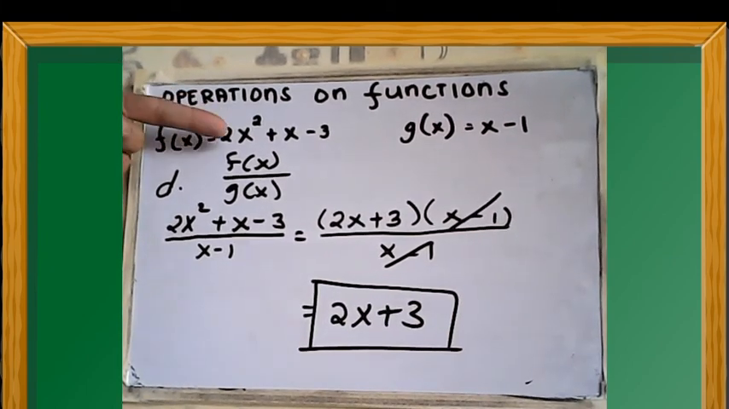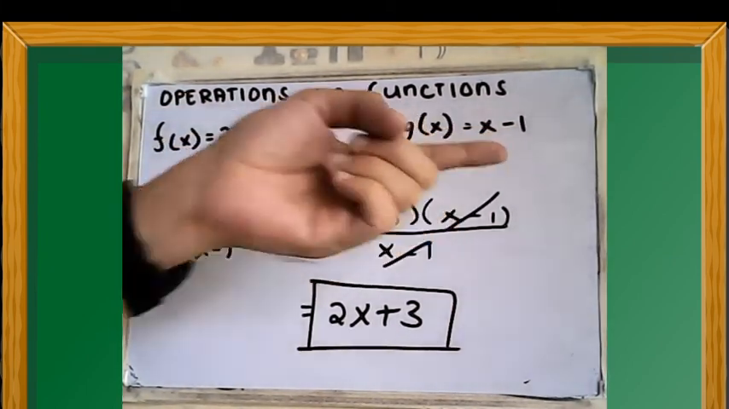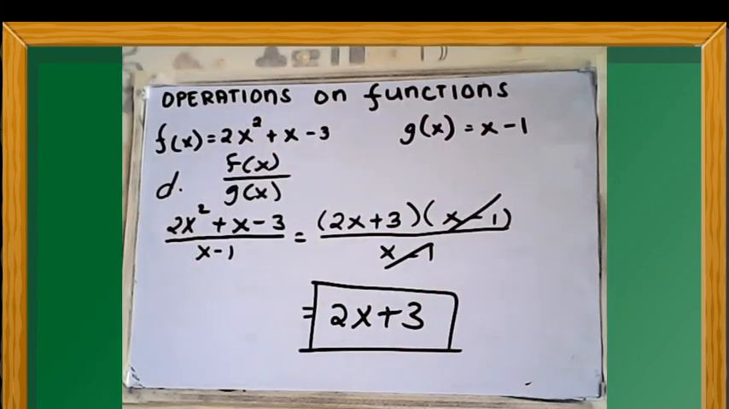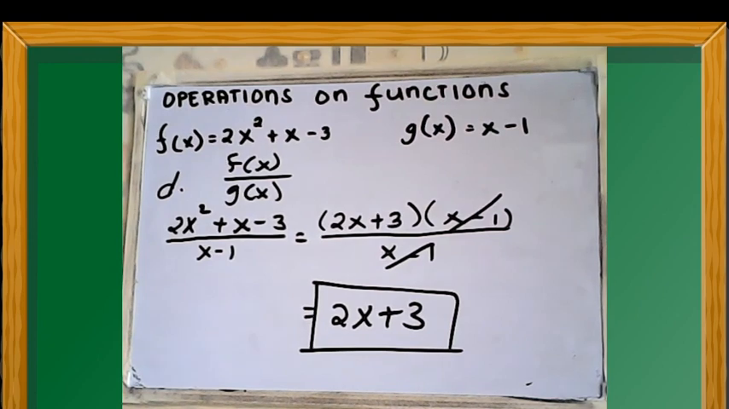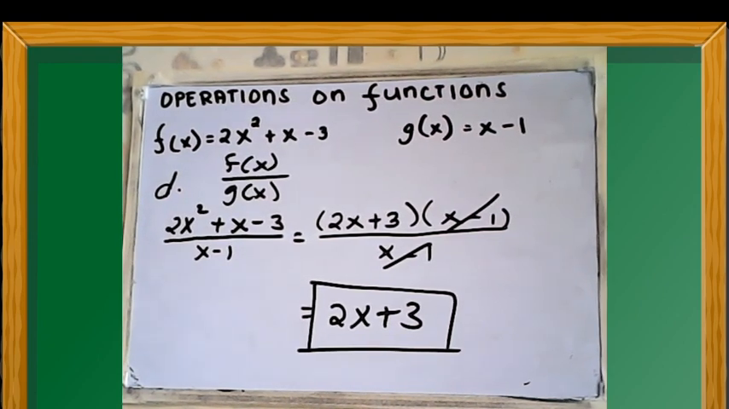If we divide 2x squared plus x minus 3 by x minus 1. So that is 4 operations on functions. Next meeting is for evaluation of functions.